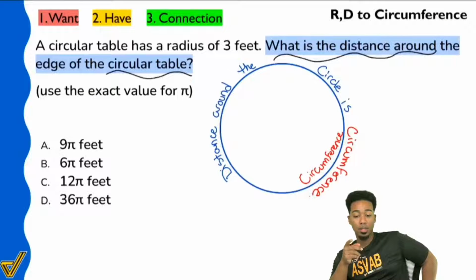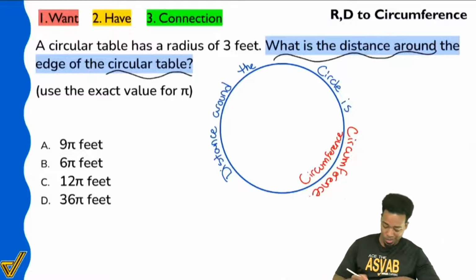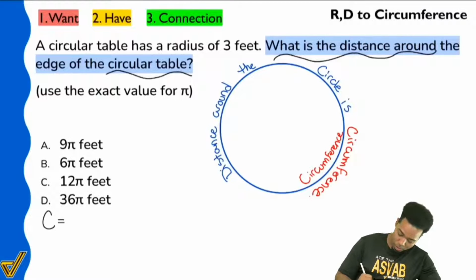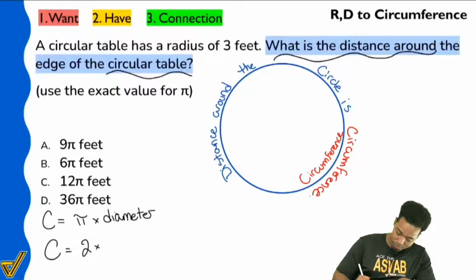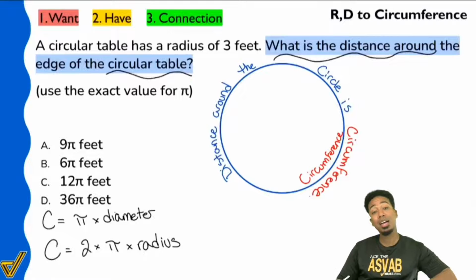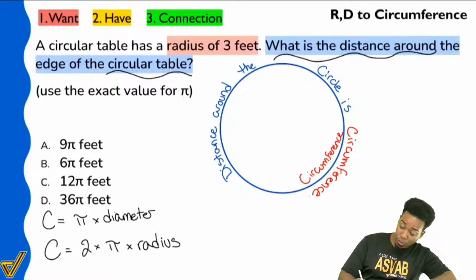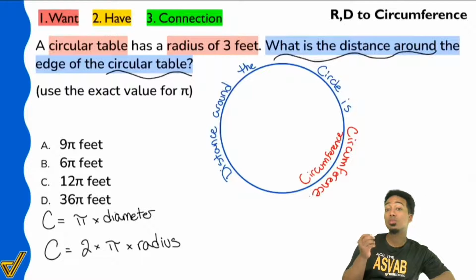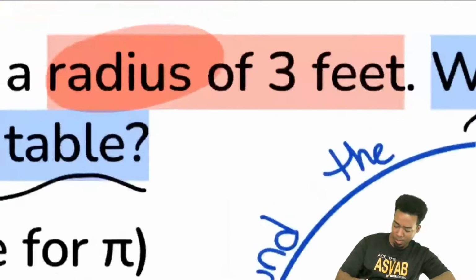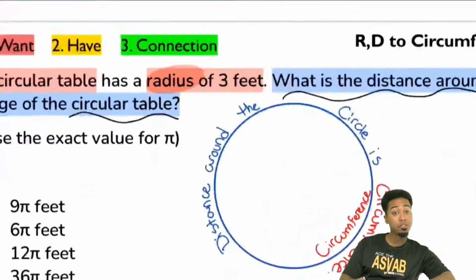Right, we're given the radius. So we should use the one that includes the radius. One more time, we'll write this down over here. We have the formula equals pi times the diameter. And then the other one is 2 times pi times the radius. And right here, it tells you that the circular table has a radius of 3. I'm pretty sure it says radius, right?